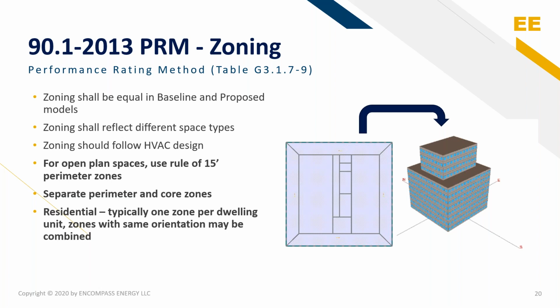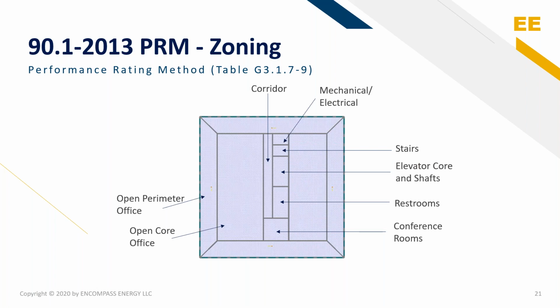So what does that actually look like? This is an office. You have open perimeter office, you have open core office, and then you have some sort of core spaces and conference rooms. But this would be appropriate for a PRM type model where you wouldn't have to actually get into the details of breaking down an open core office into several different zones or perimeter offices into several different zones.